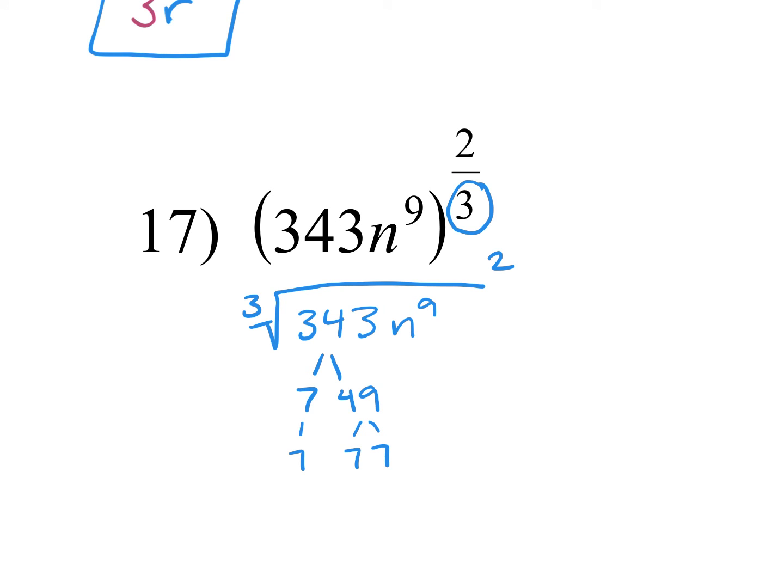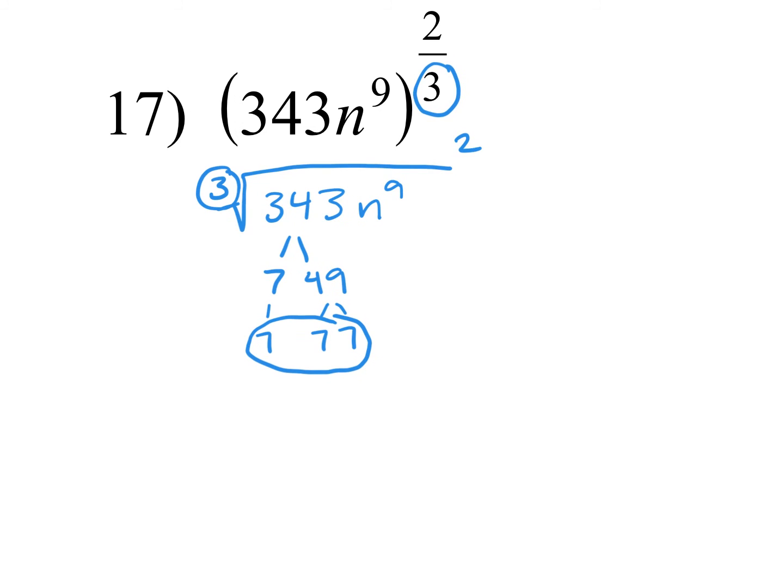Can we break anything down more here? Nope. What do we need to circle? Groups of 3. Do we have a group of 3? Yep, we have 3 7s. So what do we do with the 7s? Put 1 on the outside.